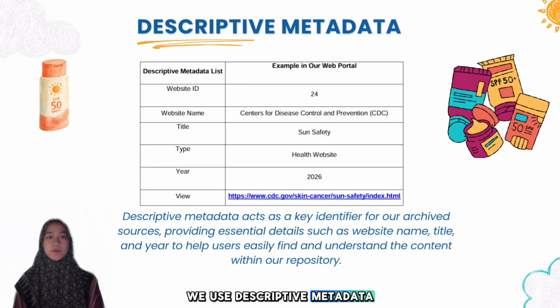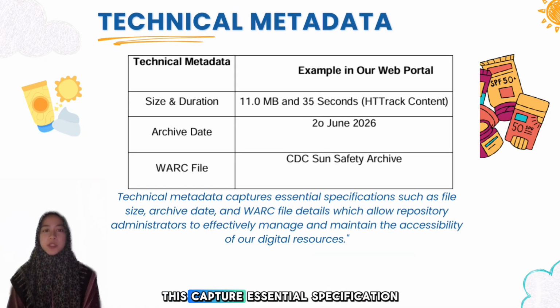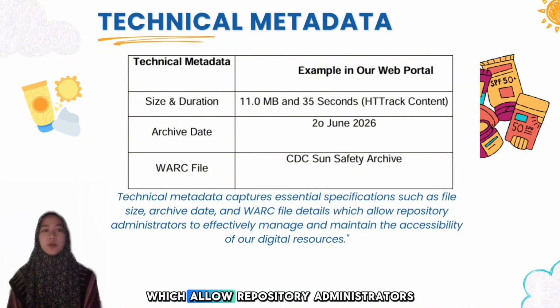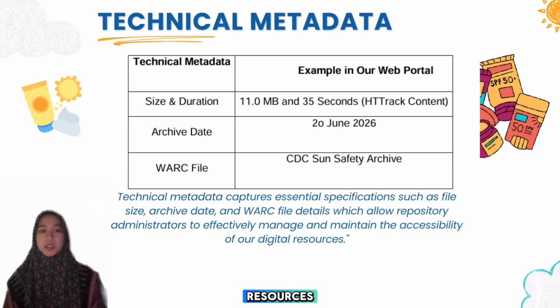We use descriptive metadata to act as the key identifier for our archive sources. As you can see, this includes essential details like website name, content title, and publication year, which allow users to easily find and understand the content within our repository. Next is technical metadata. This captures essential specifications such as file size, archive date, and WARC file details, which allow repository administrators to effectively manage and maintain the accessibility of our digital resources.